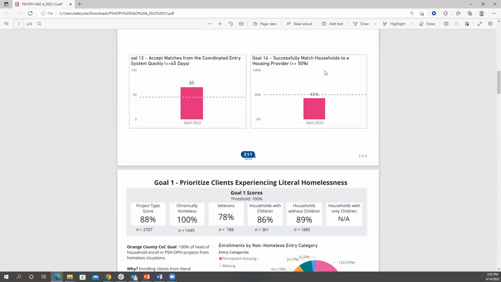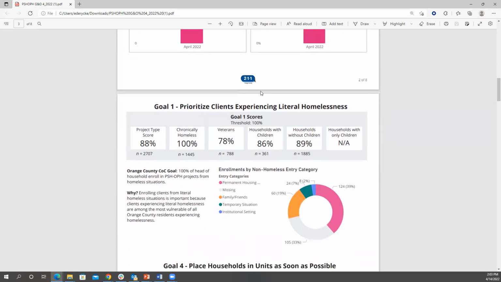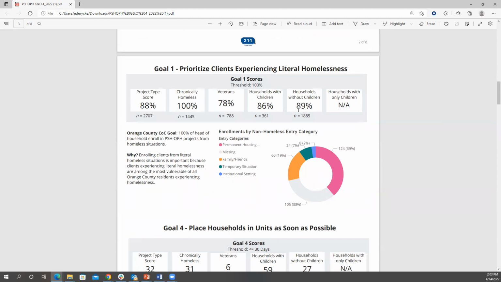For goal 13, we're looking at accepting matches from the coordinated entry system quickly. So less than or equal to 45 days is our threshold, and as a project type, we were at 65 days. And goal 14, we're looking at the percentage of matches to housing opportunities that were successful. So the threshold is we want at least 50% of them to be successful, and right now we are at 43%. So again, I'll go into the details on these, how they're calculated in a minute. But I just wanted to give the overview first.